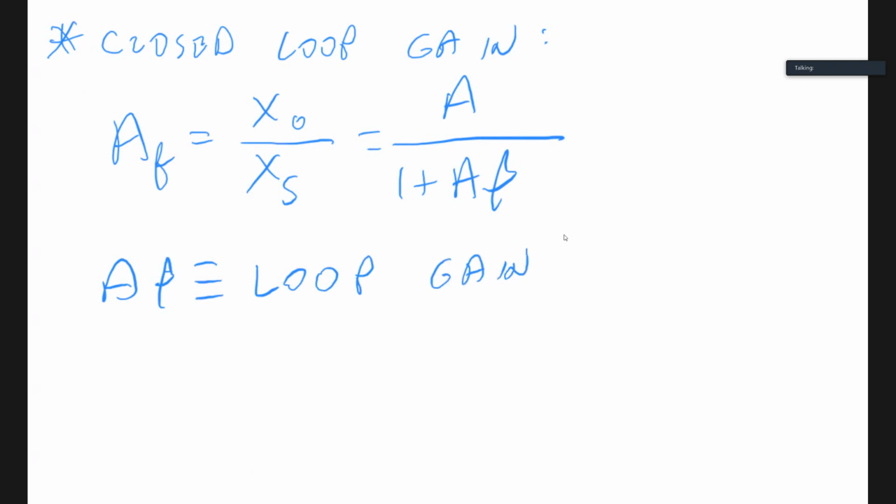Different from A, which is the open loop gain, or just the gain of the system without any feedback. But when you apply the feedback, A times beta becomes the loop gain. And the quantity that divides that open loop gain in the closed loop gain expression is the amount of feedback that we defined. So 1 plus A beta is defined as the amount of feedback.